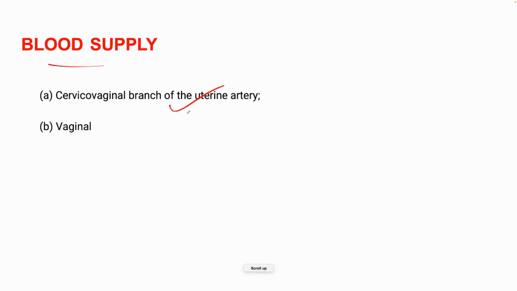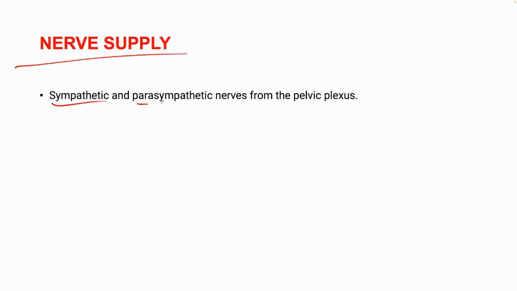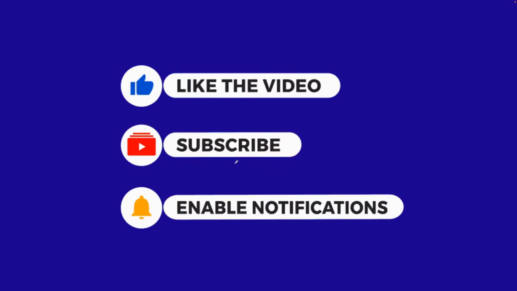Now if we talk about the blood supply of the vagina, it is supplied by the cervico-vaginal branch of the uterine artery, vaginal branch, mid-rectal branch, and internal pudendal. And if we talk about the nerve supply, it is by the sympathetic and parasympathetic nerves from the pelvic plexus and pudendal nerve. So this was all about today's section.